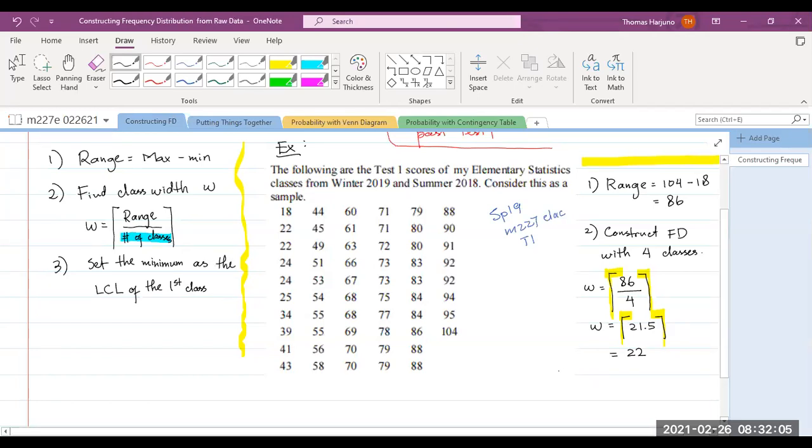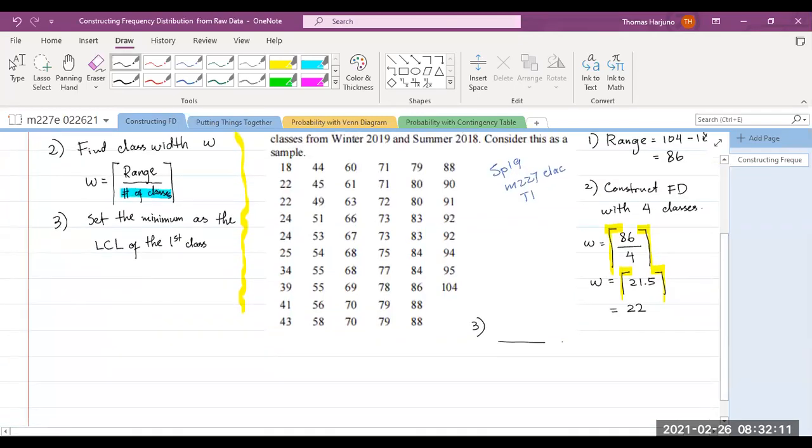So in this step 3 here, let me move it a bit to the left. Now in our step 3, when I start working on my frequency distribution, let's say this is the score. We should have 4 classes, right? Now, the lower class limit of the first class will be the minimum, 18. That's what I said to be the lower class limit of my first class.